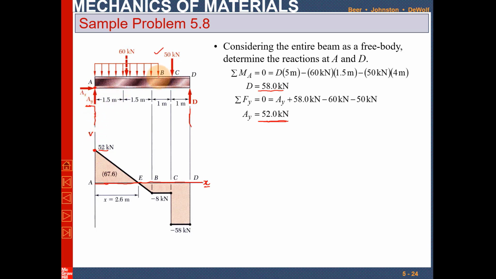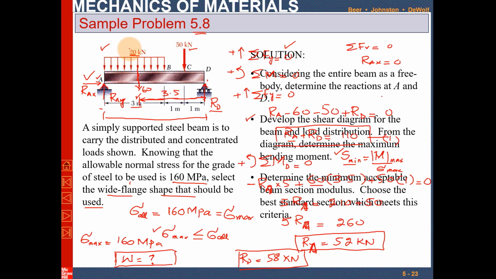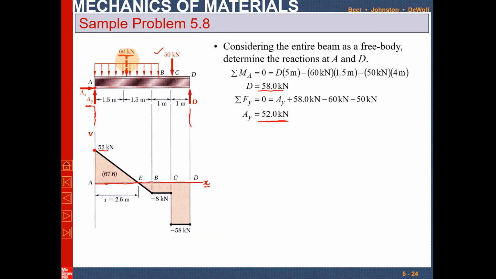Now from point A to point B there is a uniformly distributed load, and this was 20 kilonewton. Clear? If we multiply this 20 kilonewton with the entire length over which this uniformly distributed load is acting, it will give you a concentrated load of 60 kilonewton. So this is a 20 kilonewton per meter uniformly distributed load over a length of 3 meter. When you multiply 20 into 3, it will be 60 kilonewton.